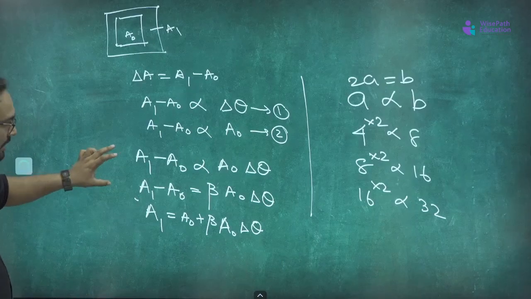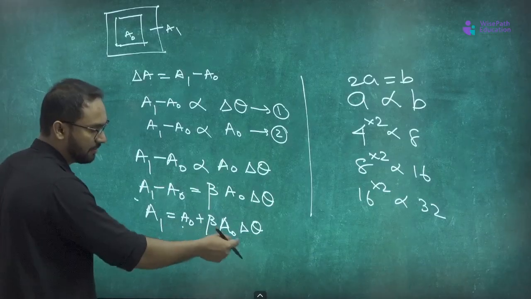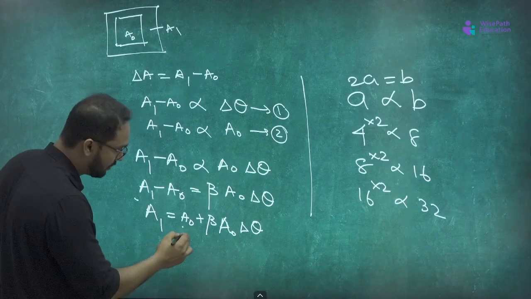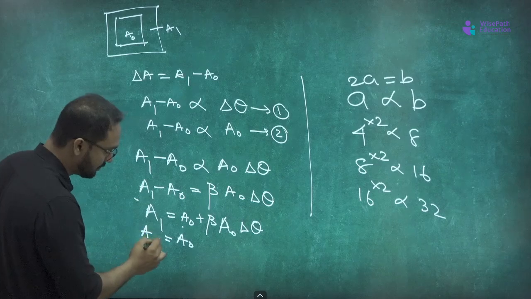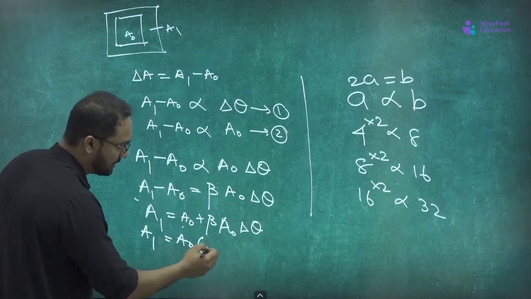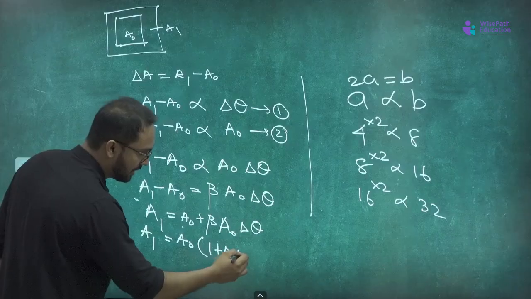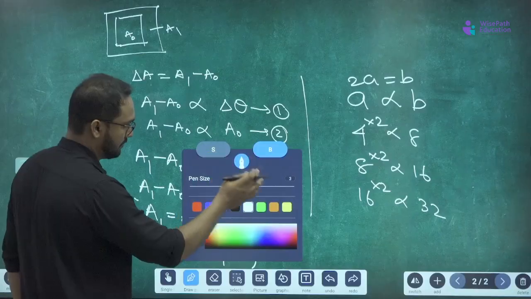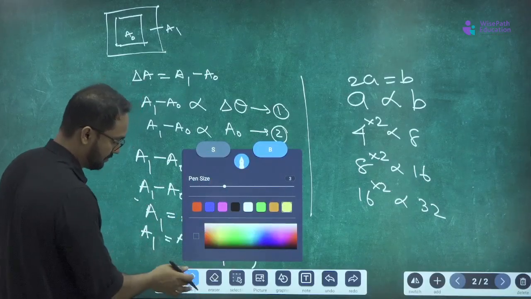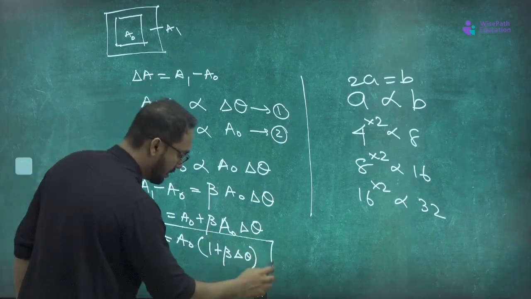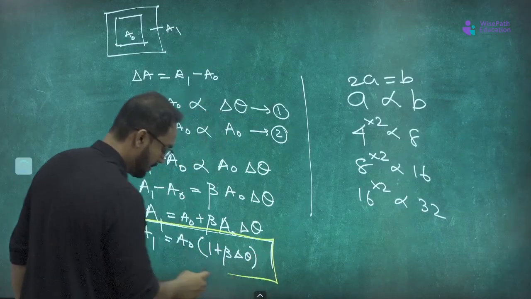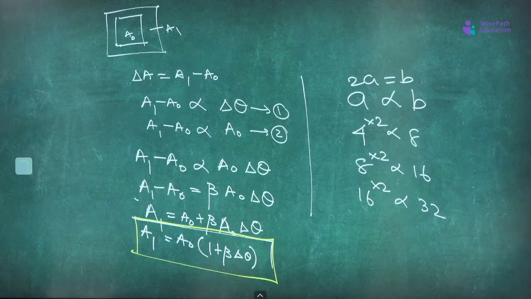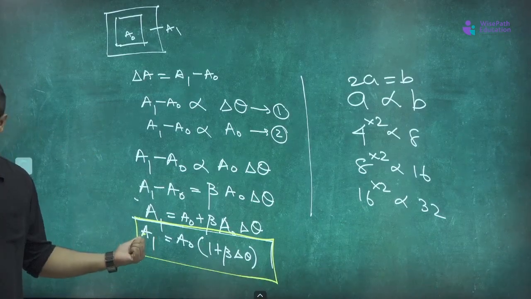Now do you see that A0 is a common factor for both terms? So taking A0 out, that is A1 equals A0 times 1 plus beta delta theta. So this is one of the main equations, and this gives the final area that was expanded.